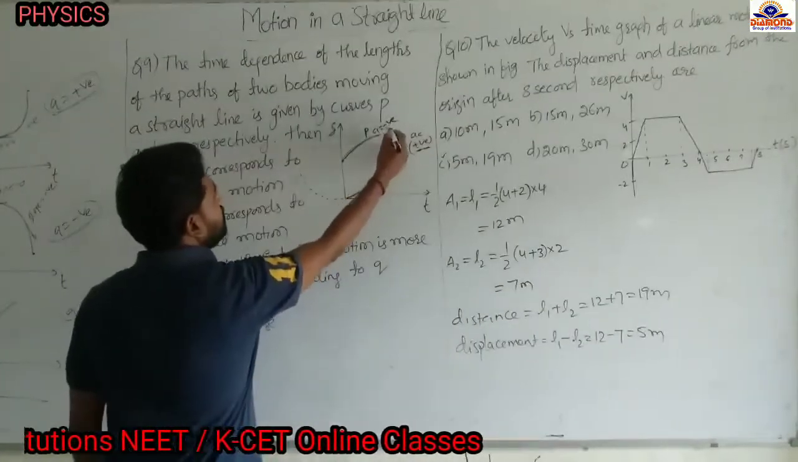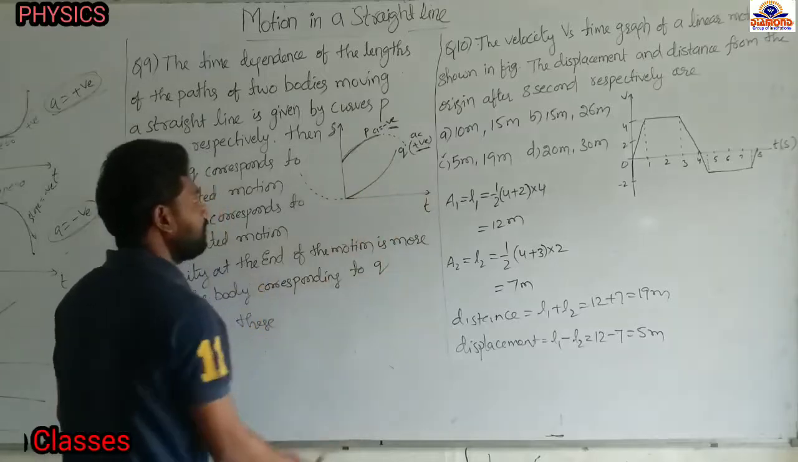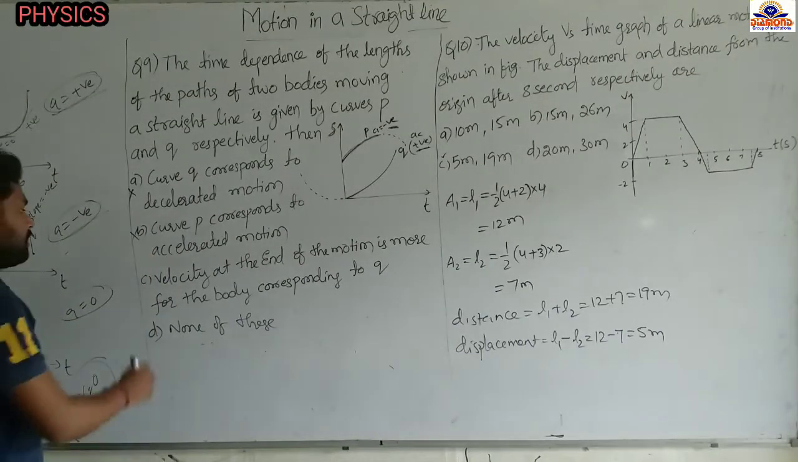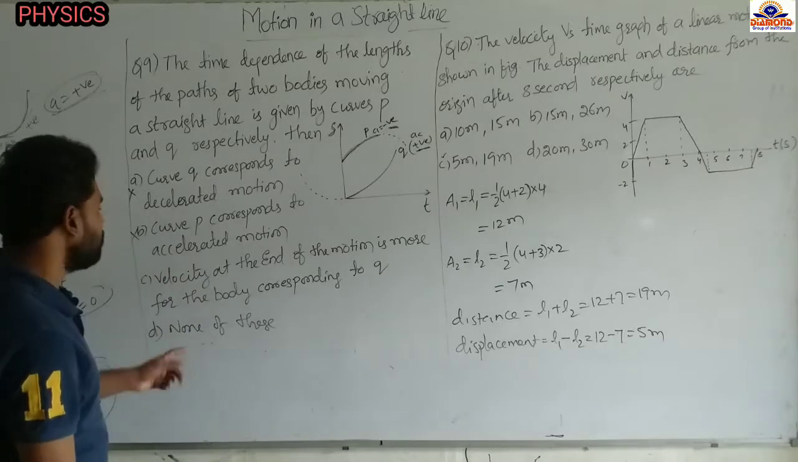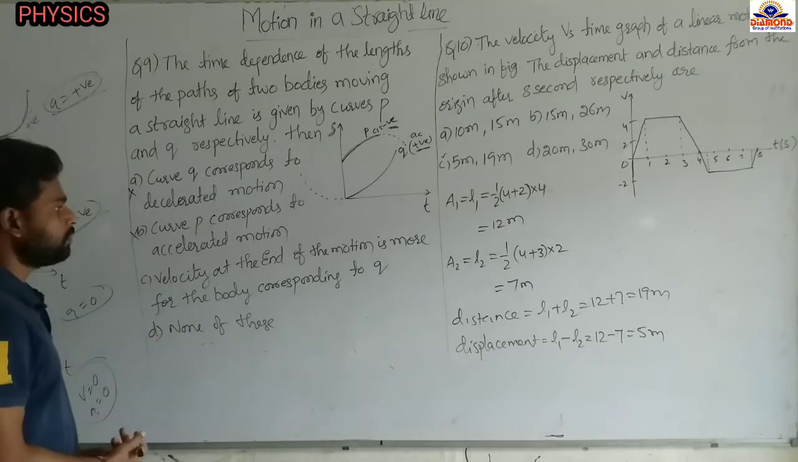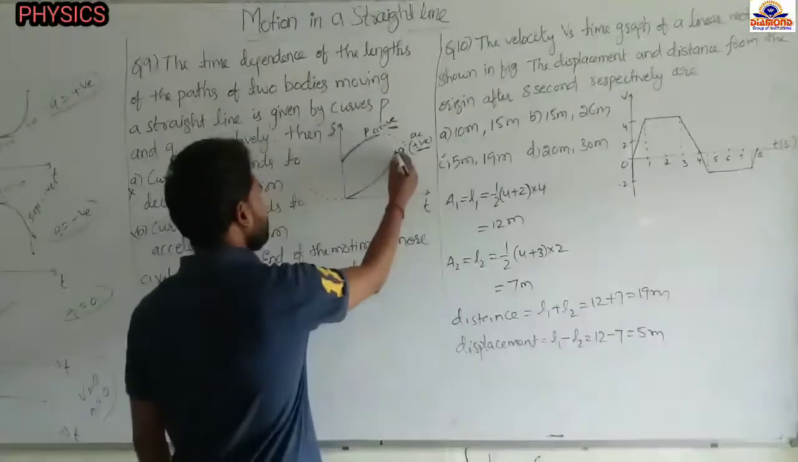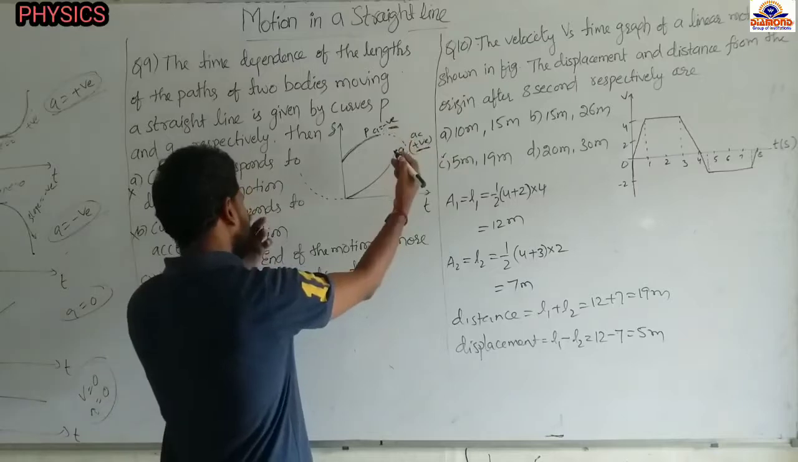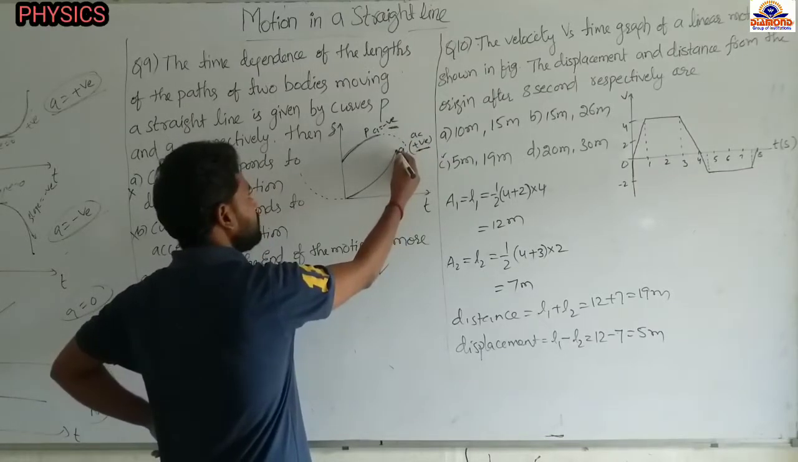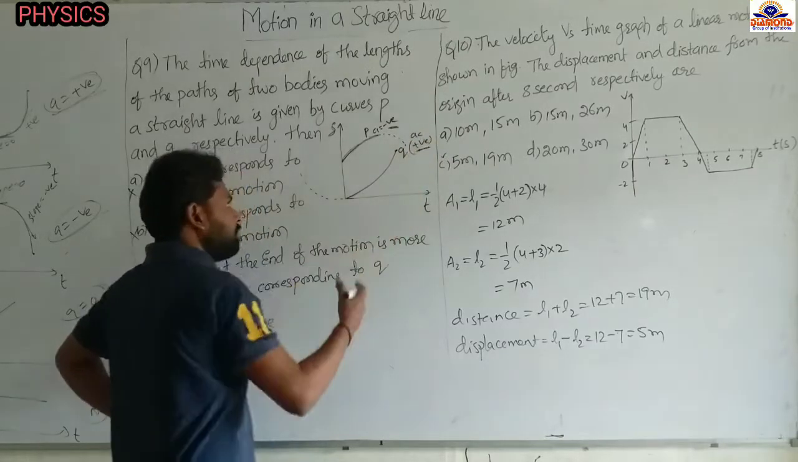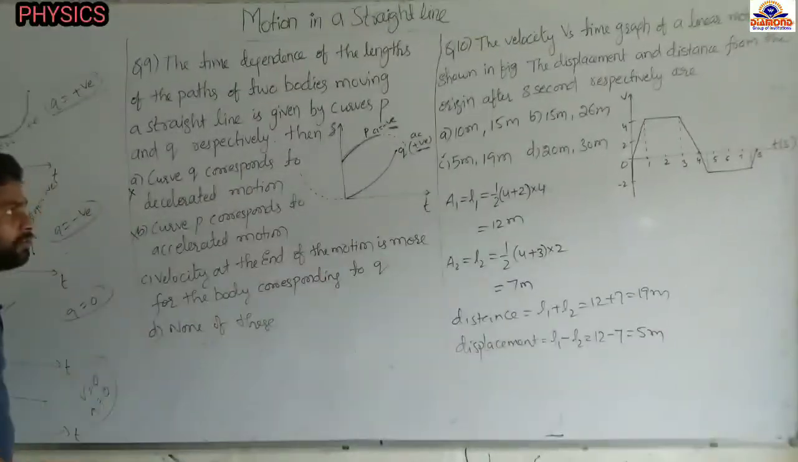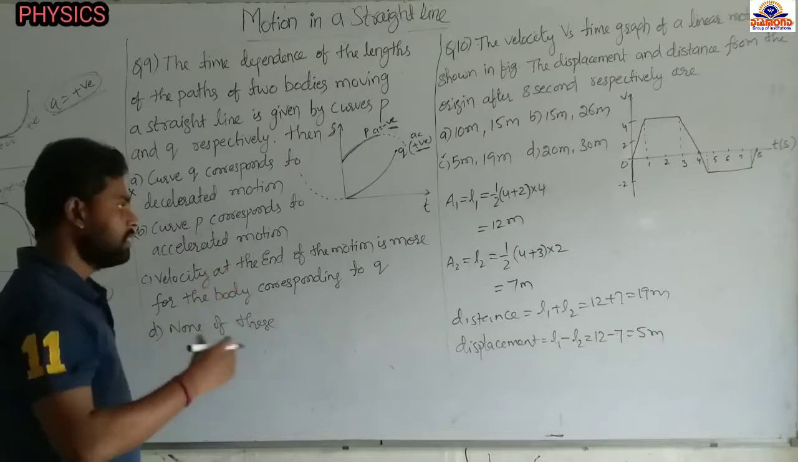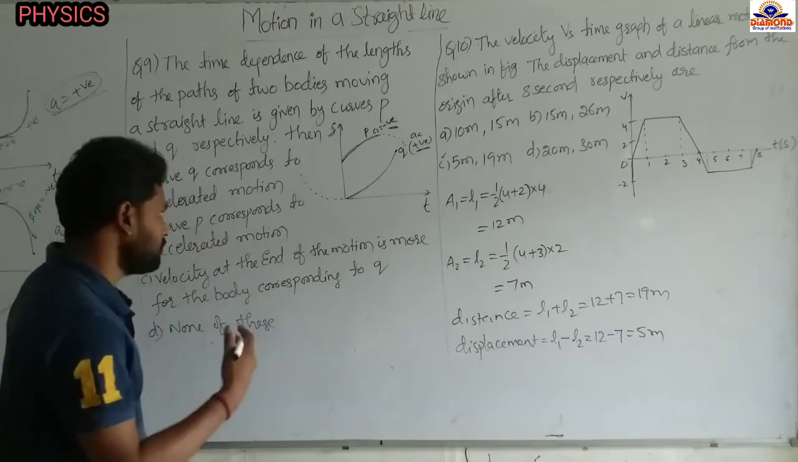For P, acceleration is negative, so we get a downward parabola. So this is also wrong, it is not accelerated motion, it is decelerated motion. Say velocity at the end of the motion is more for the body corresponding to Q. So here at this point, the slope is positive. Slope positive means velocity is also positive and acceleration is also positive, both are moving in the same direction. The motion increases.